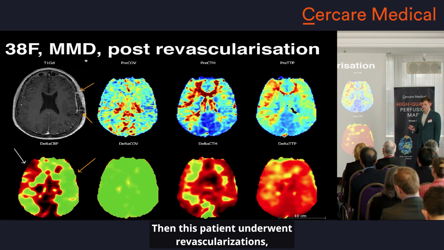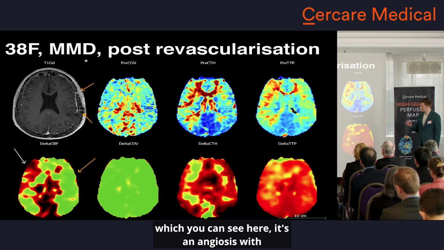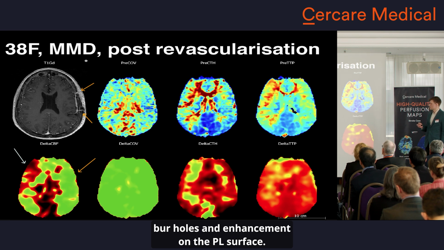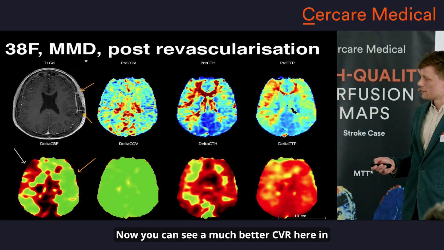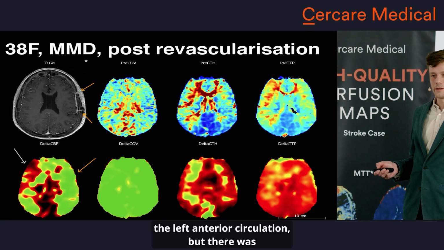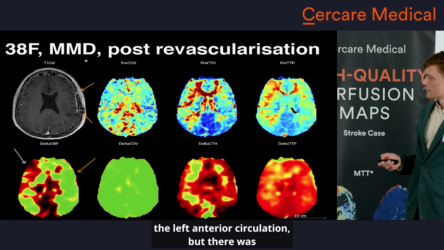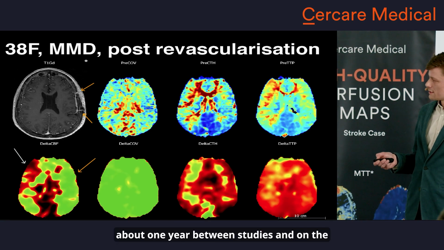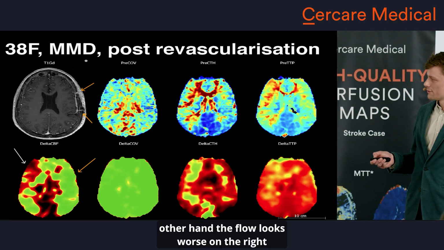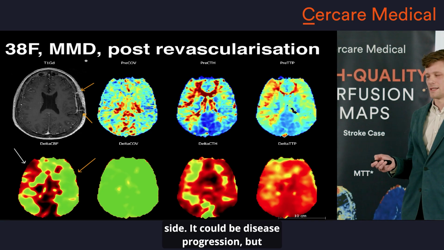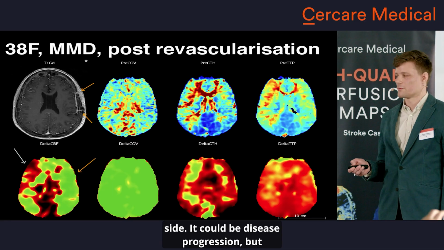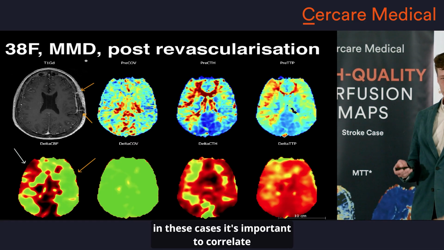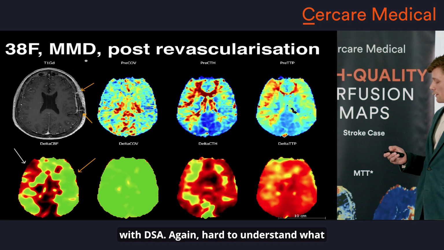And then this patient underwent revascularization, which you can see here, synangiosis with burr holes and the enhancement on the PL surface. And now you can see a much better CVR here in the left anterior circulation. But there was about 1 year between studies, and on the other hand, the flow looks worse on the right side. So simply it could be disease progression, but in these cases it's important to correlate with DSA.